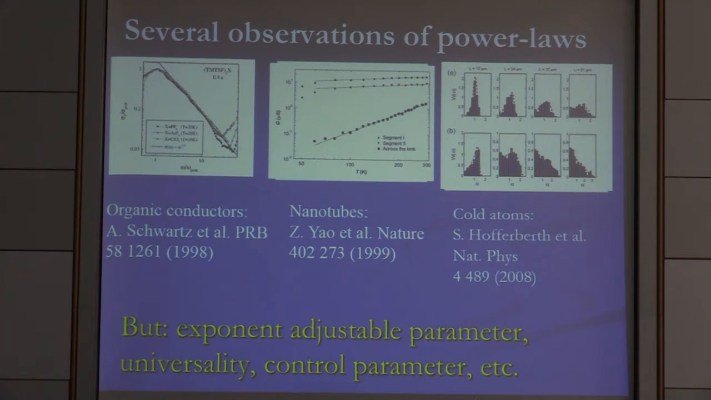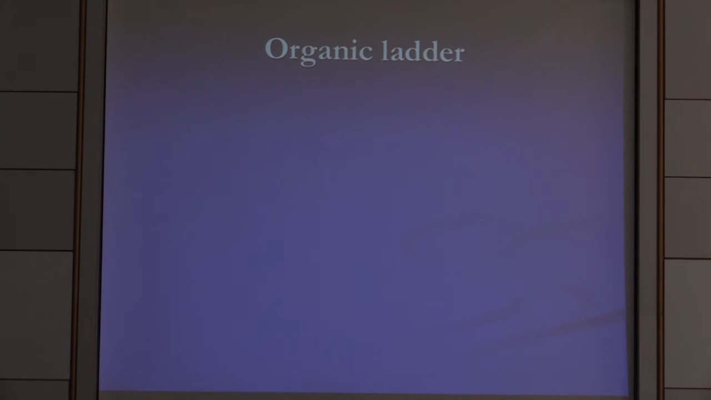Okay, let me move a little bit forward. As I said, the exponent is an adjustable parameter. Testing the universality is what you ask: can I do several experiments, can I have a control parameter, and so on. What I would try to convince you of is that using this material, this quantum spin system, puts you in a much better position.